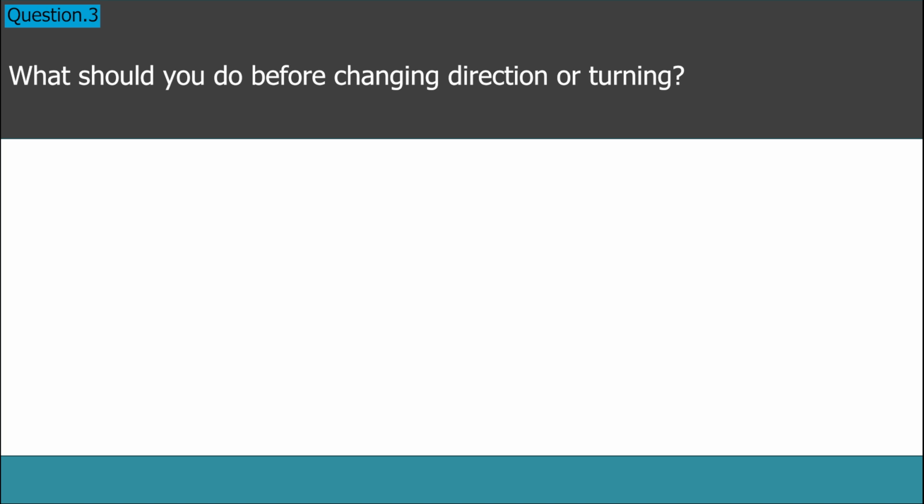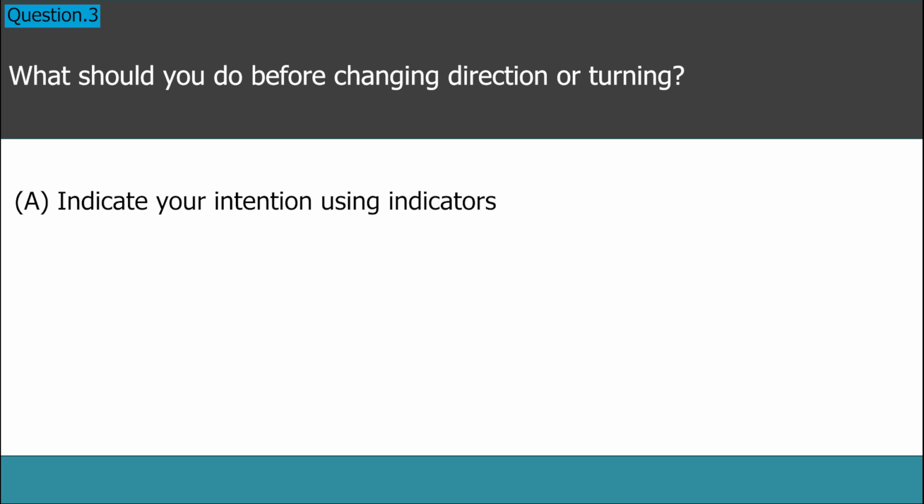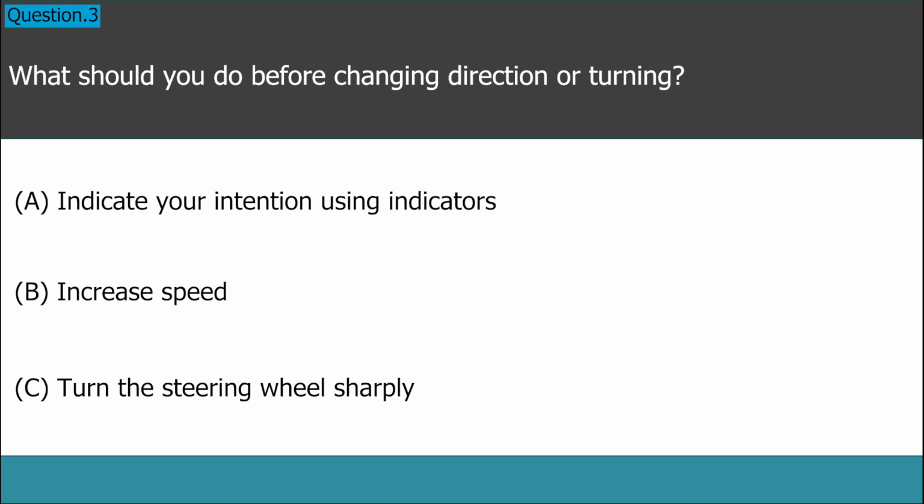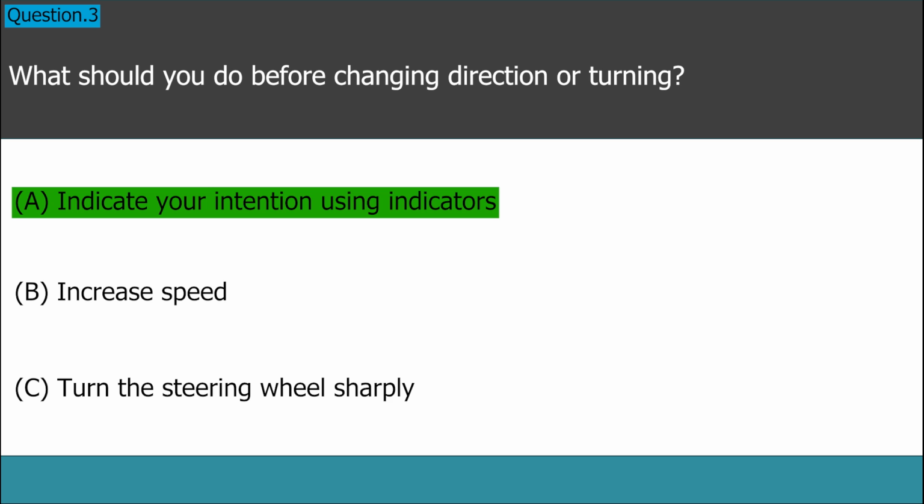What should you do before changing direction or turning? A. Indicate your intention using indicators. B. Increase speed. C. Turn the steering wheel sharply. Answer: A. Indicate your intention using indicators. It is important to signal your intention to other road users to ensure safety.